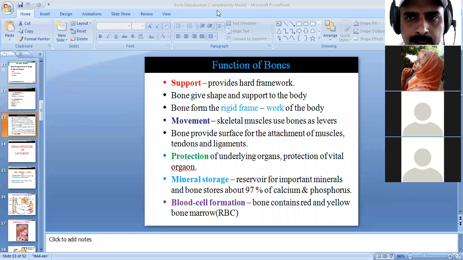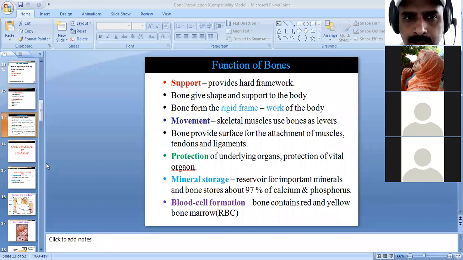And minerals, you have to remember, like 97% of calcium is stored in the bones. One more most important function of the bone is that the bone marrow helps to produce RBCs, and the bone marrow is present inside the bone. So this is all about the major bone topic.